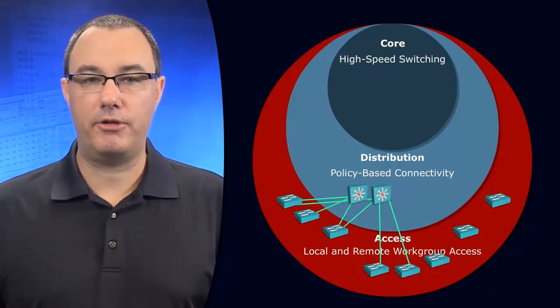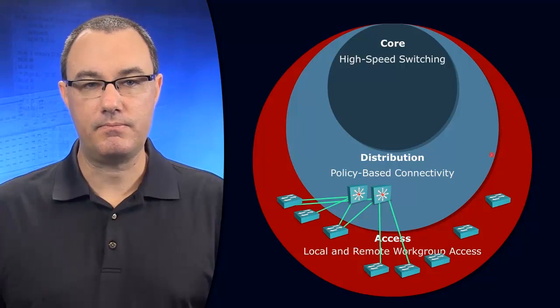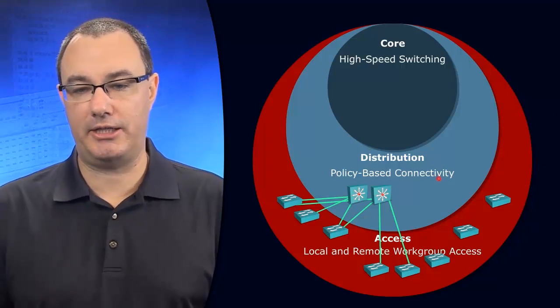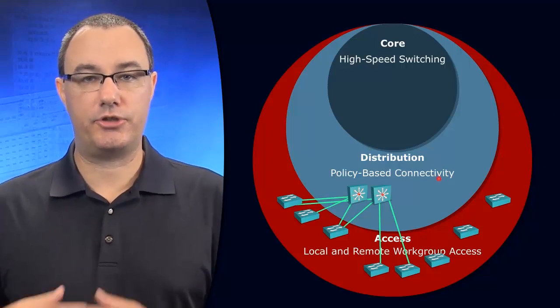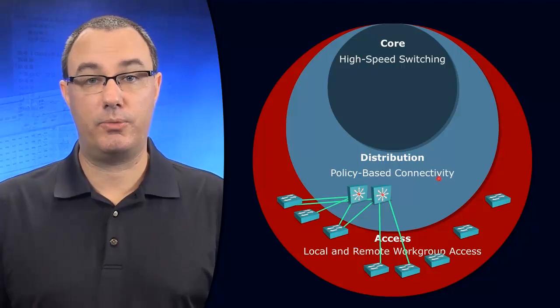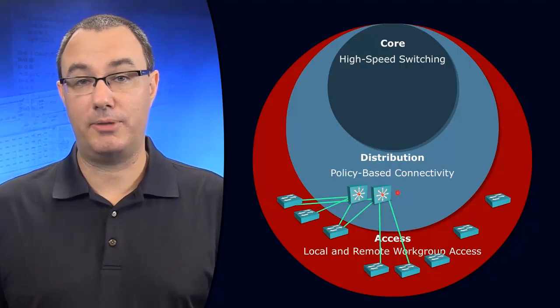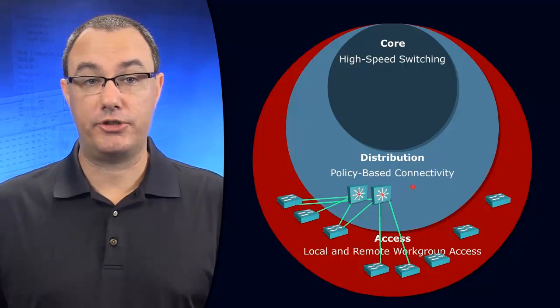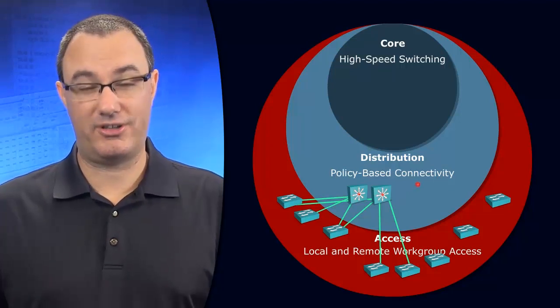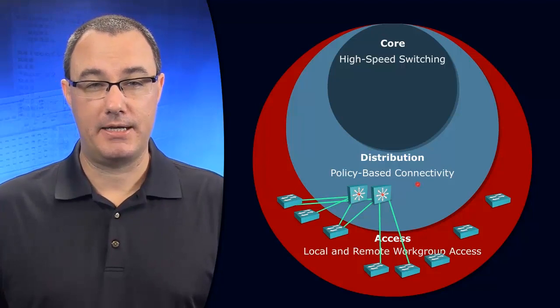Now it says here policy-based connectivity. Policy-based connectivity really means manipulation, security. So what sorts of things can we do on a router? We can do route summarization. We can do policy-based routing. We can do security through access control lists. That's what we're talking about there.